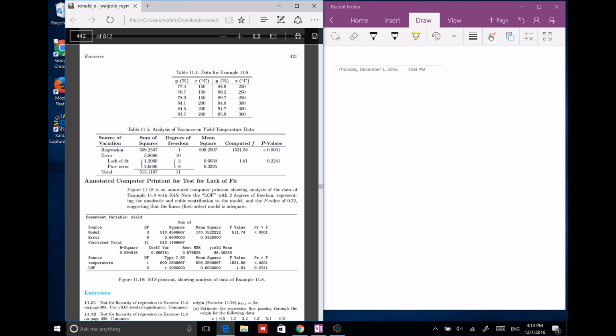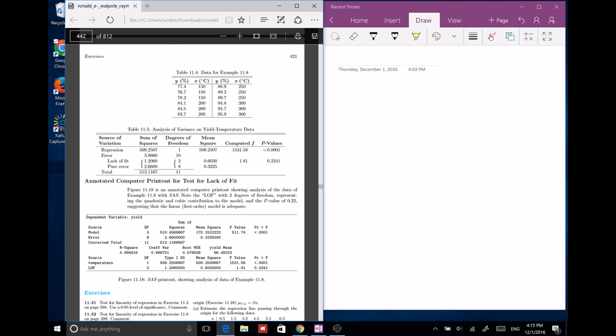The figure 11.18 uses another software, SAS, which we don't have provided by Pearson. If you go to a statistical major, I think you are going to learn this software. Some schools provide it, some schools don't, and it's not free. I don't think the SAS software is free. You can also do the statistical work with it. Okay, so we look at the LOF with 2 degrees of freedom representing the quadratic and cubic contribution to the model, and the p-value of 0.22 suggesting that the linear model is adequate.